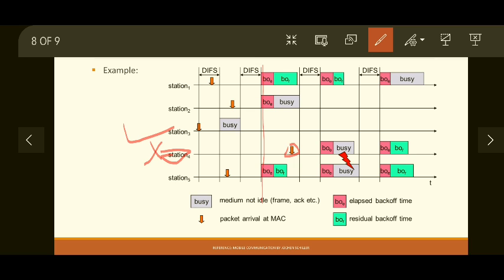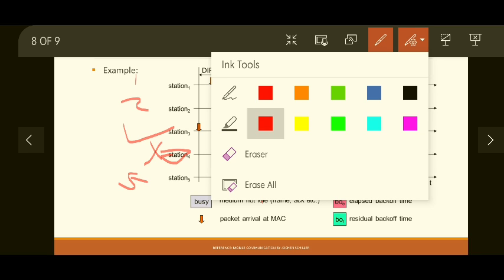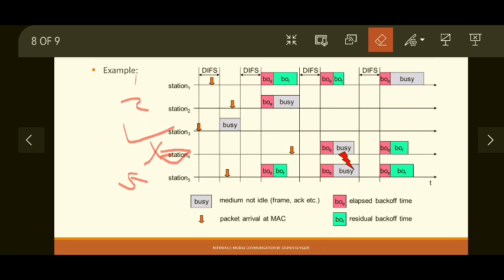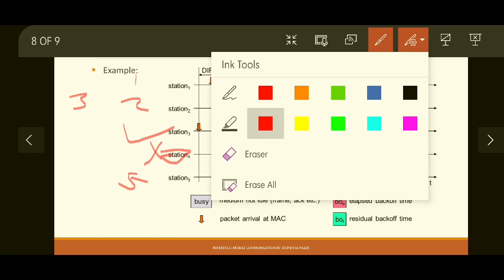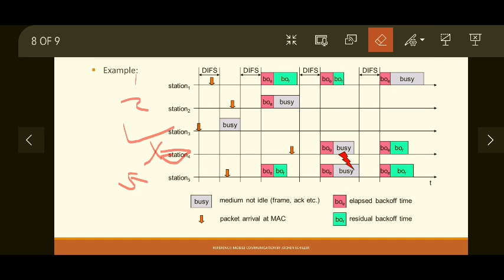So who is competing now? Station 1, station 2 and station 5 are competing for medium access. So what will happen now? The contention period starts. All these 3 stations will start with a random back off time. Let's say station 2 chooses 2 slot times as a random back off time, station 5 chooses 4 slot times, and station 1 chooses 7 slot times.